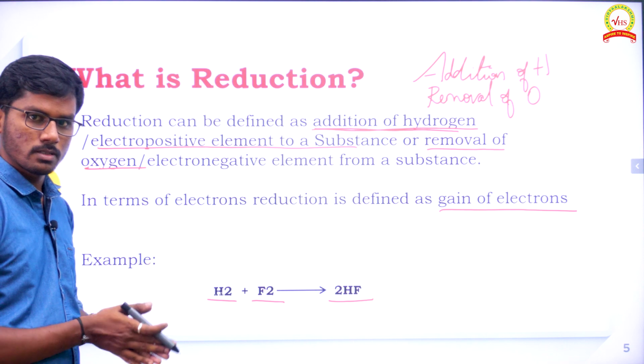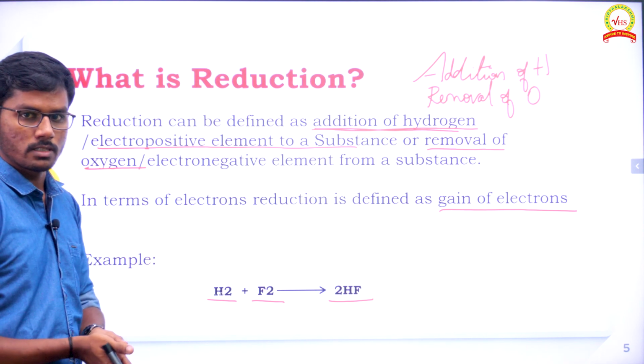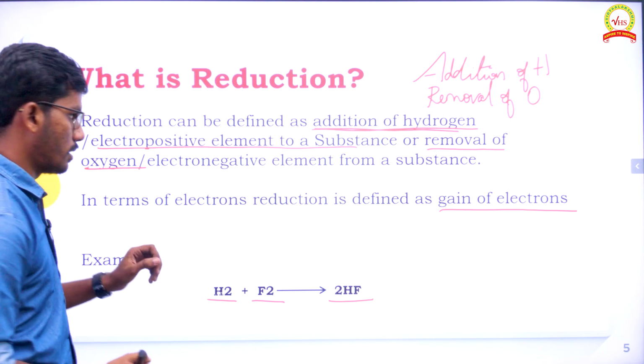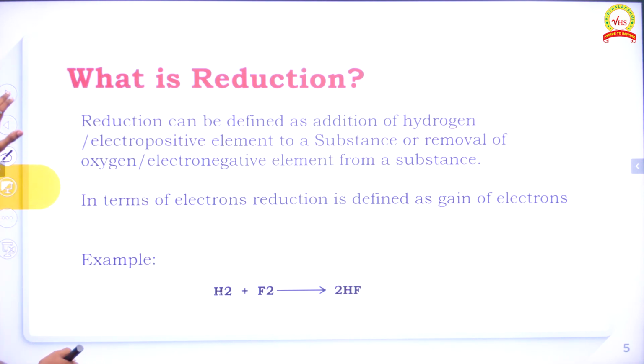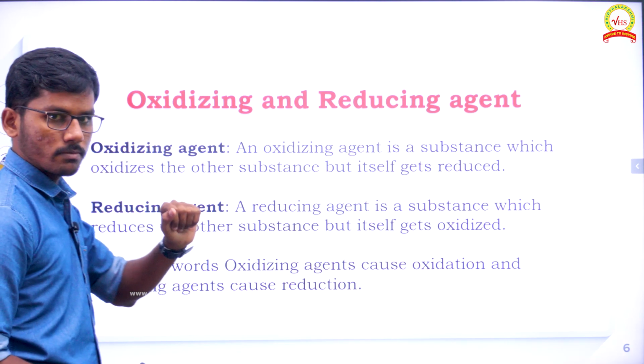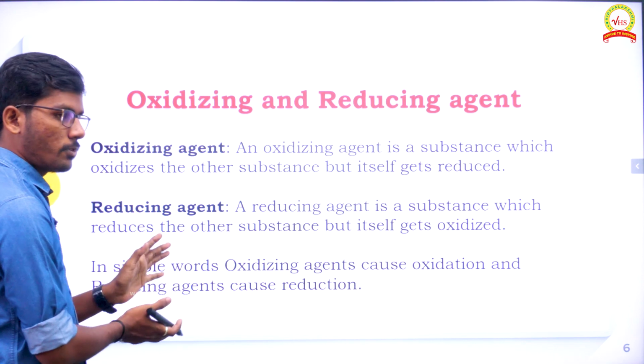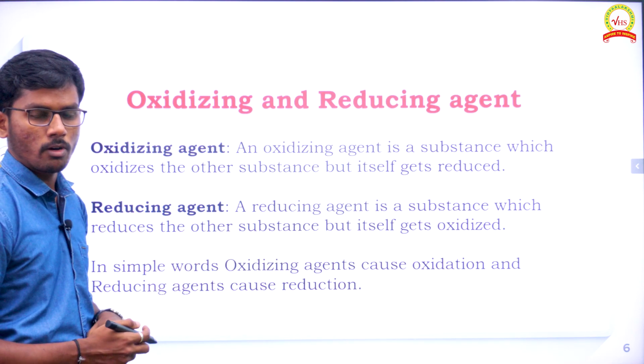So we have learned what is oxidation and what is reduction. Now we are going to learn what is redox reaction, how it is going to be. We are going to see in the next slide. And before that, we have to concentrate on what is oxidizing and reducing agent. Once you are clear with this, I will move on to the example of redox reaction.